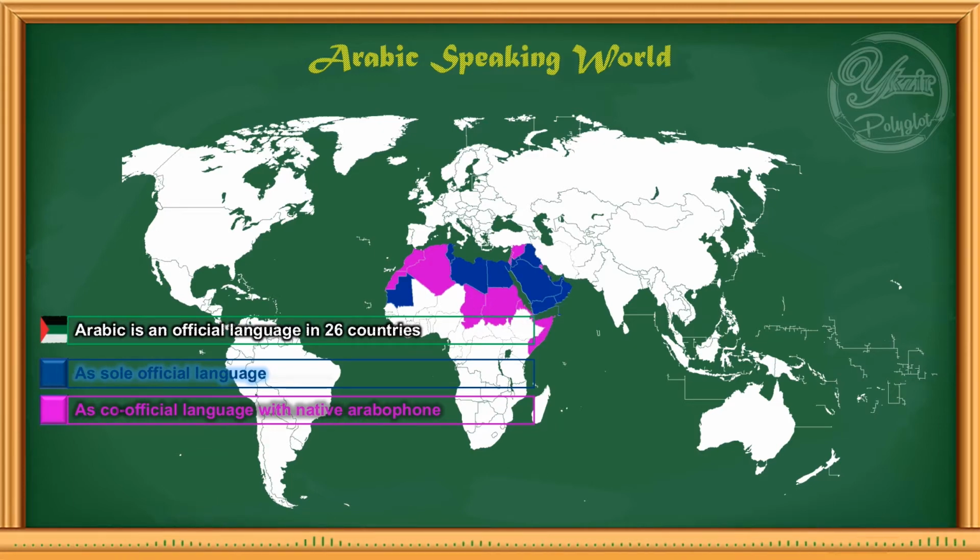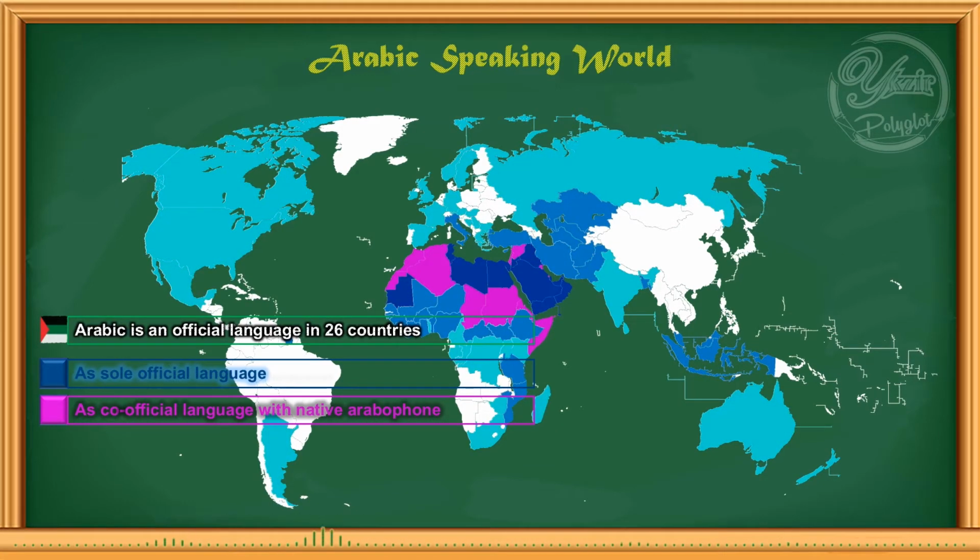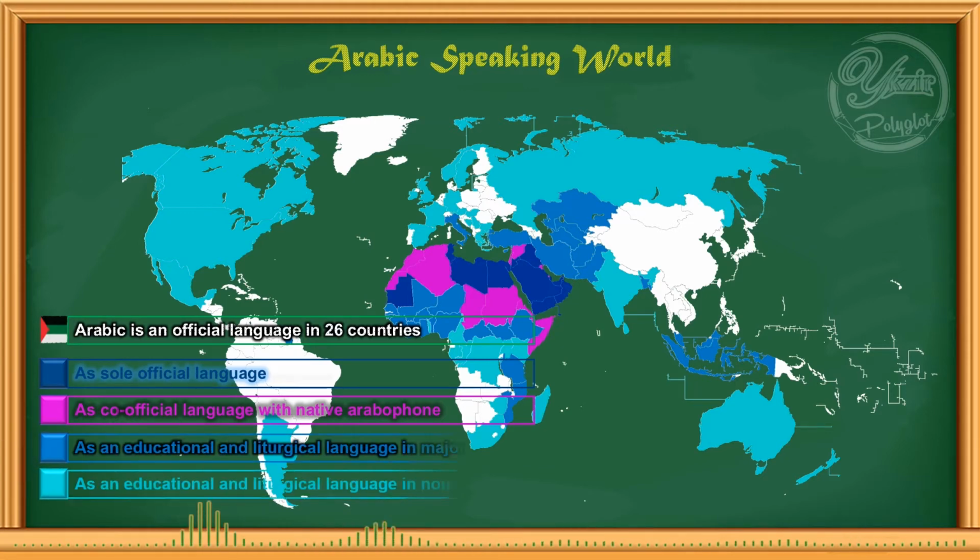The interesting part about Arabic is that it is not only used in the Arab world, but also used as an educational and liturgical language by all Muslims around the world. And Arabic is one of the 6 official languages of the United Nations.